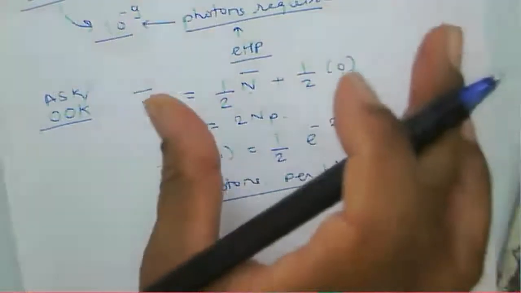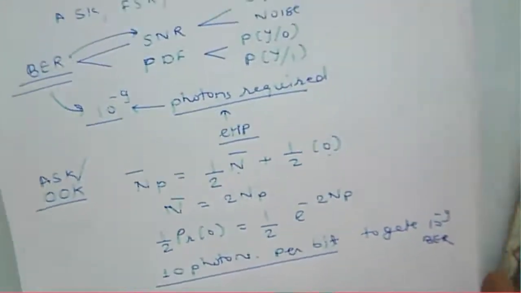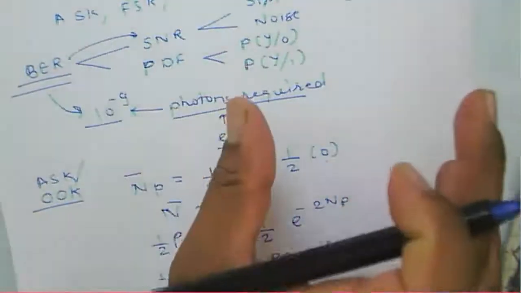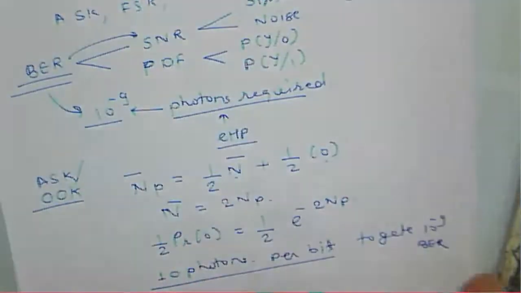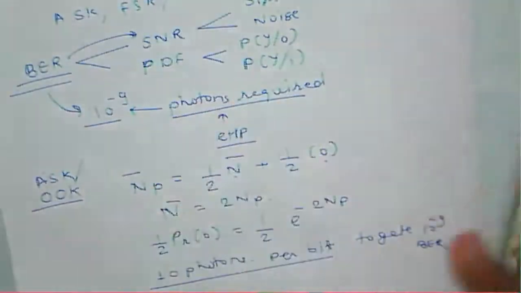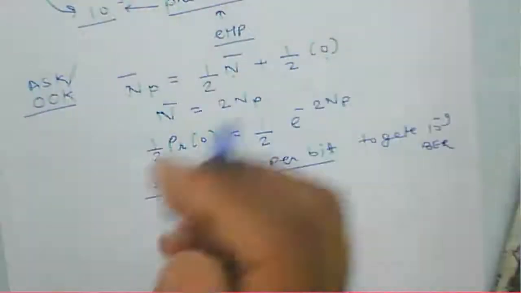So we can say that for a given particular system, what will be the quantum limit? Quantum limit means a minimum number of photons required for the detection of the bit here. So that is nothing but a quantum limit.